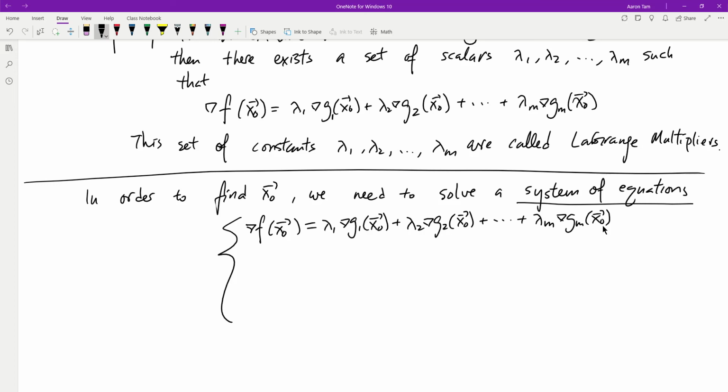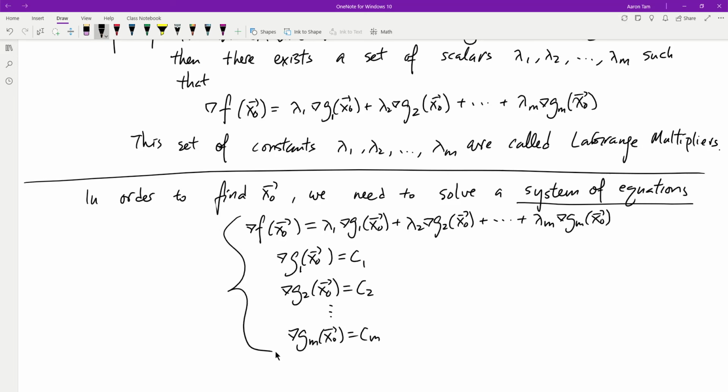But I did say a system of equations, right? So that means there has to be more. So what more equations are there? Well, remember, x sub 0 must be in the restricted domain of the function, meaning it has to be on the boundary. So therefore, it must satisfy all the constraints also. Otherwise, it will not be on the boundary itself. So as you can see, depending on how many constraints there are, this could become an extremely massive system to deal with. And it could be extremely difficult to do.